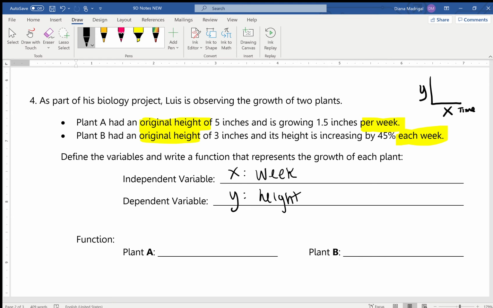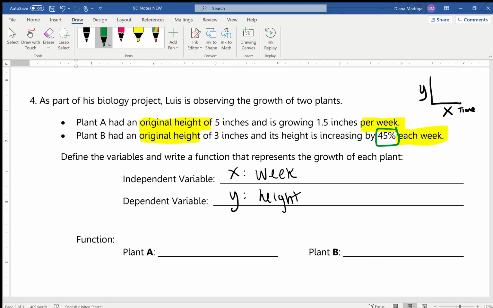Now that I know what our variables are going to be, we need to write the functions. We need to write a function for plant A and plant B. Just by looking at those two situations, which one do you think is going to be an exponential function? Good. You should have noticed that plant B is going to be exponential just because of the information that they gave me, that it was going to be by 45%. Remember, percentage is for exponential.